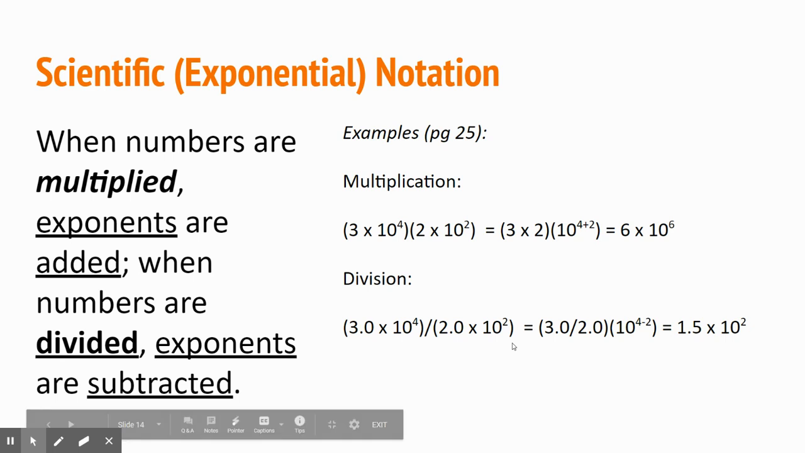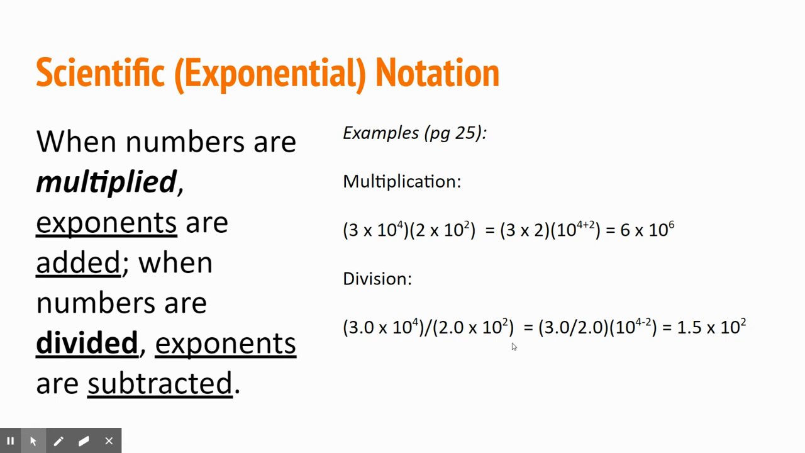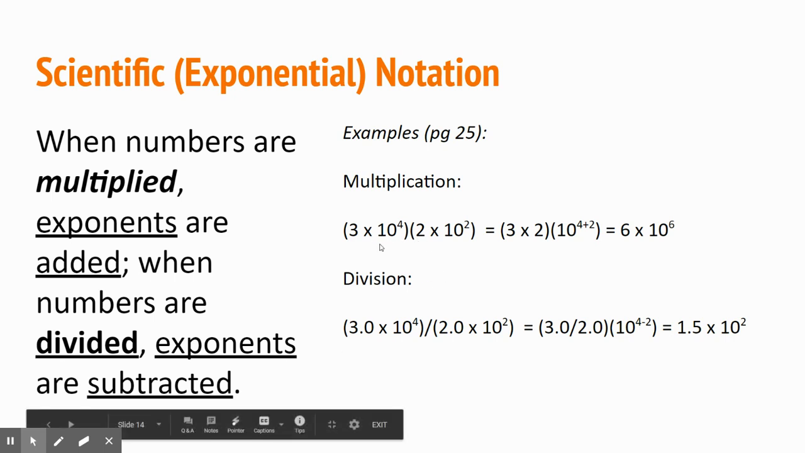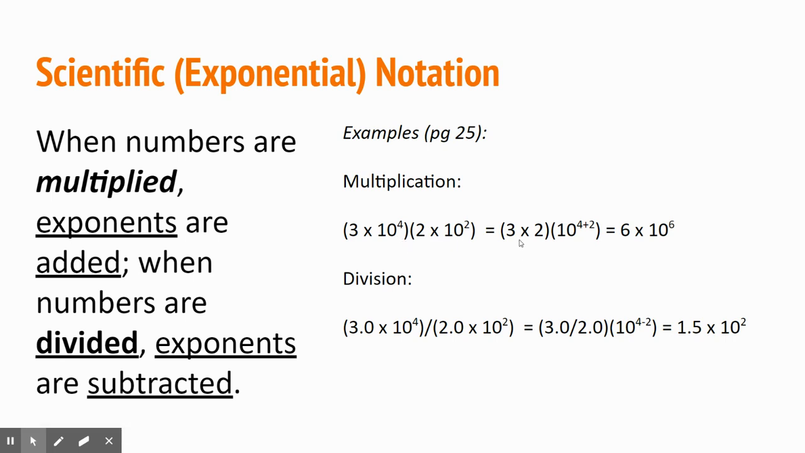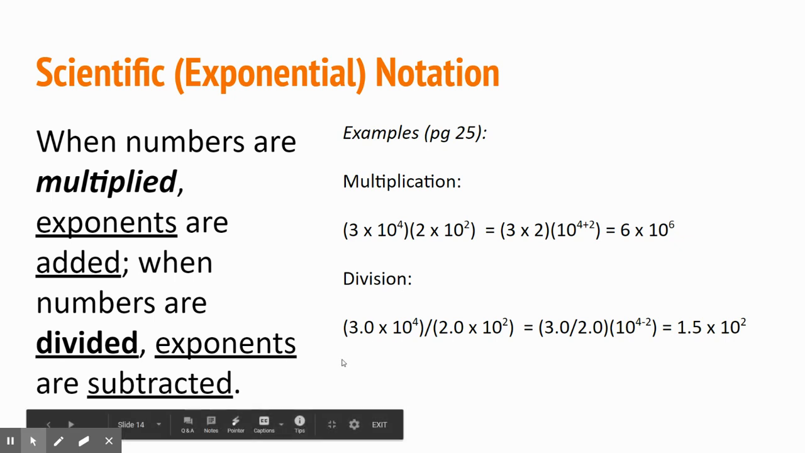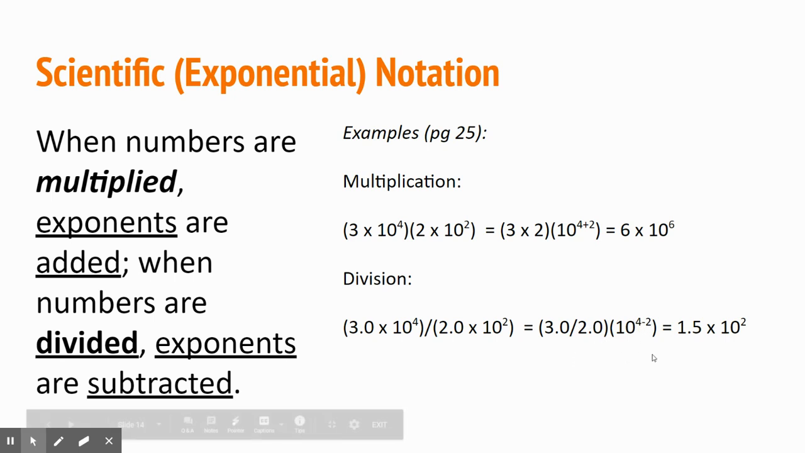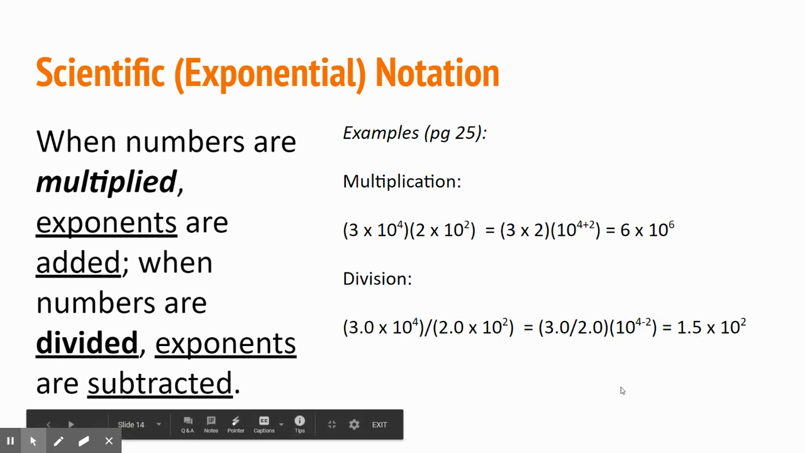When numbers are multiplied, exponents are added. When numbers are divided, exponents are subtracted. Again, your calculator does this for you, but I just want to refresh your memory. So I would separate the significand from the 10 to the exponent, and that becomes 3 times 10 to the 4 multiplied by 2 times 10 to the 6, so I add the exponents: 4 plus 6, because when I'm multiplying, I add. So this becomes 6 times 10 to the 6th. In division, I subtract. So I would divide my significands and then subtract the exponents. So my answer here would become 1.5 times 10 to the second.